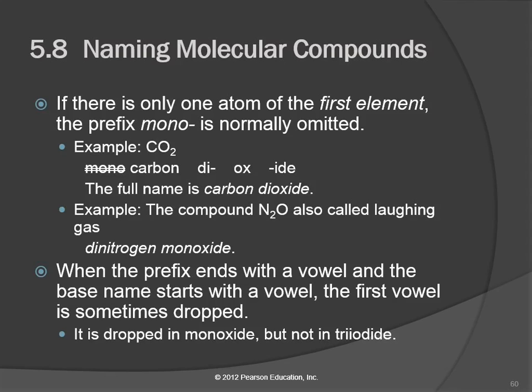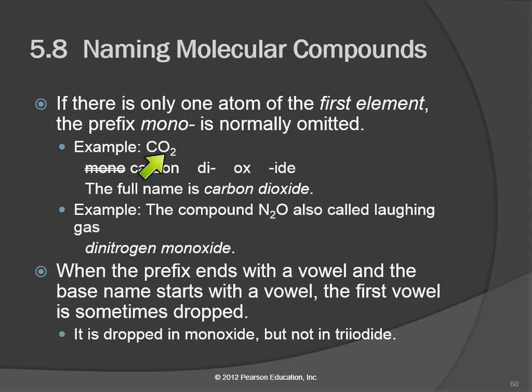When there's just one of the first element, we usually leave off the mono. So if we were going to look at CO2 and name that, the first element's name is carbon, and then we're going to put a prefix here to tell how many there are. There's only one, so monocarbon. Well, chemists have this thing about the number 1. We don't write it unless we absolutely have to. So we're not going to write mono unless we have to either. So we're going to leave mono off for the first element only.